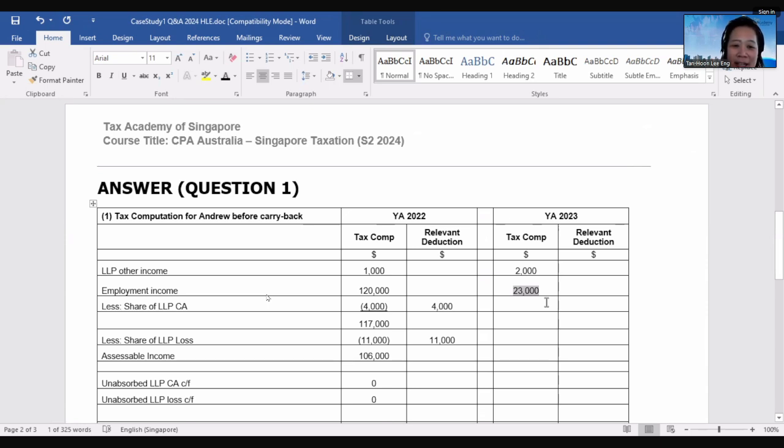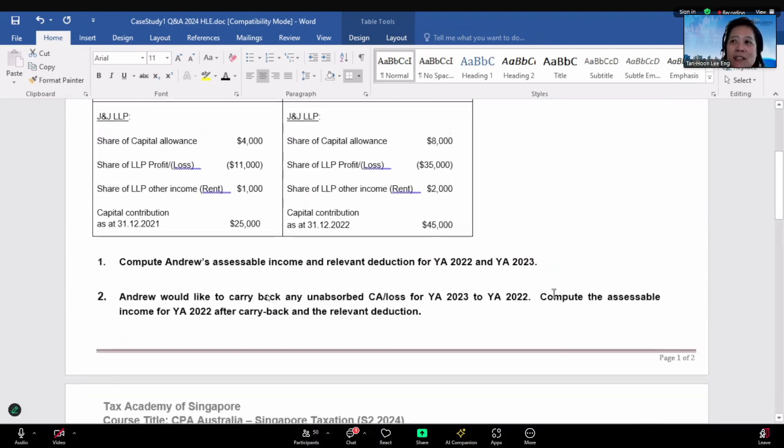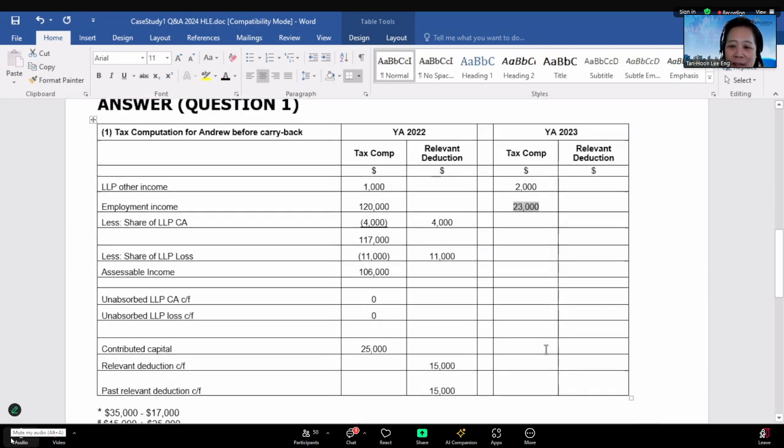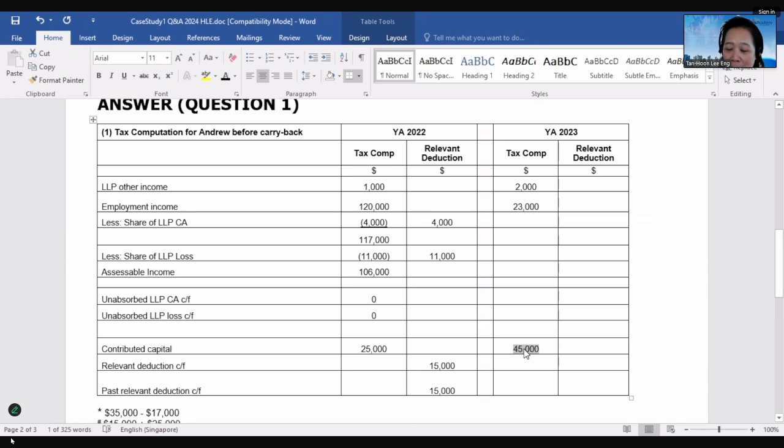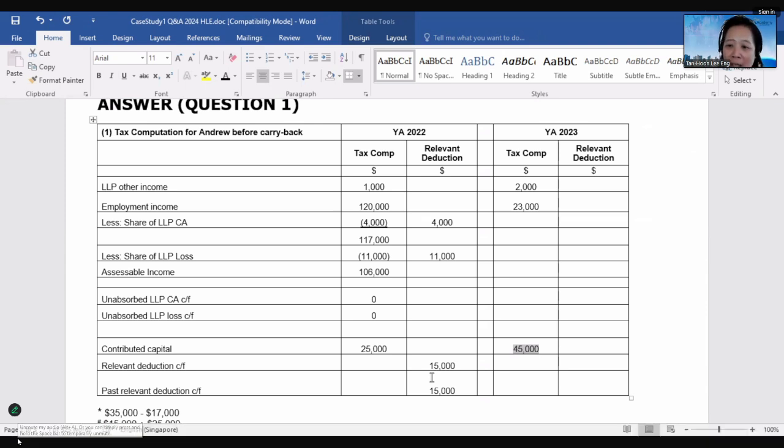Now, again, when you talk about LLP CA, go back and take a look. What is the LLP CA? 8,000. Ask yourself again. Before you ask yourself, I better give you the contributor capital. I give you a hint already. Contributor capital increased to 45,000. Contributor capital must take into consideration past relevant deduction. Past relevant deduction is 15,000. Now you ask yourself, can I give the 8,000 or not? Can. Why? You only used 15,000. Even if you use 8,000, 30K left, it is still less than 45,000.